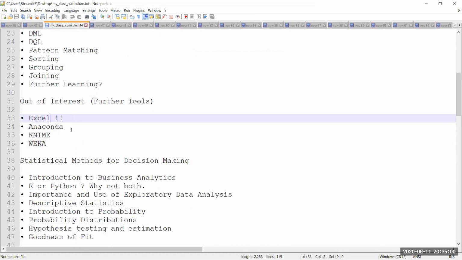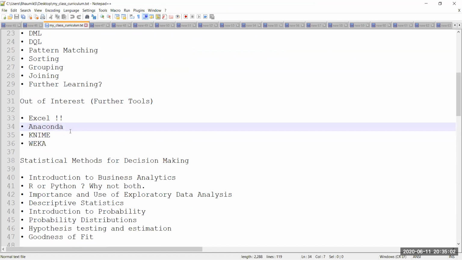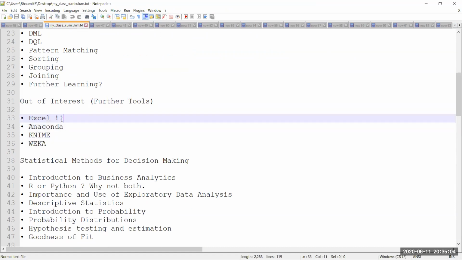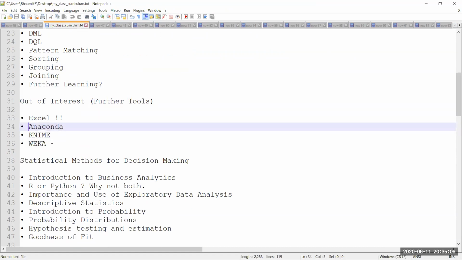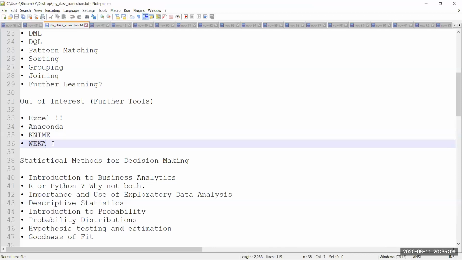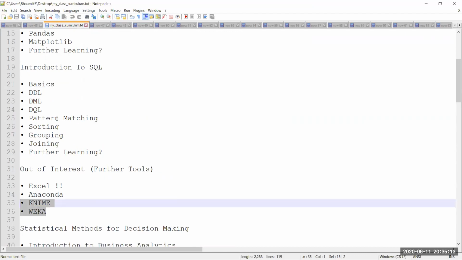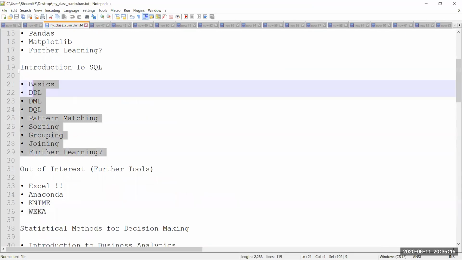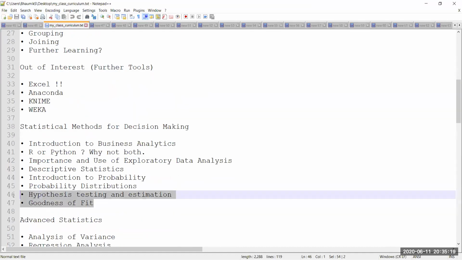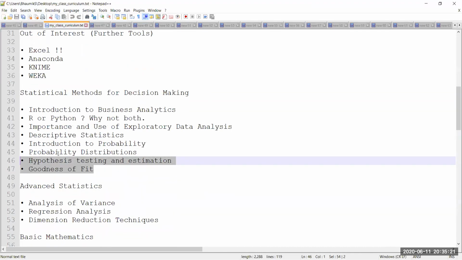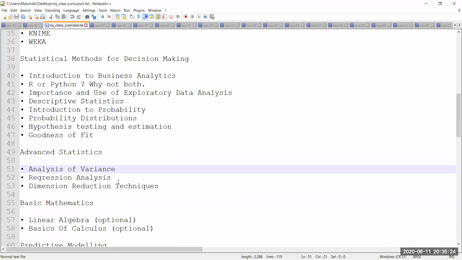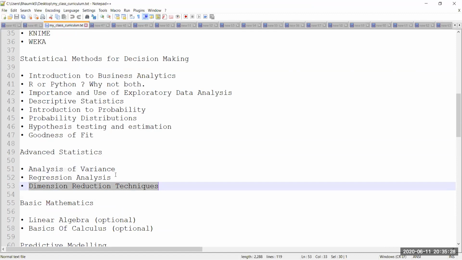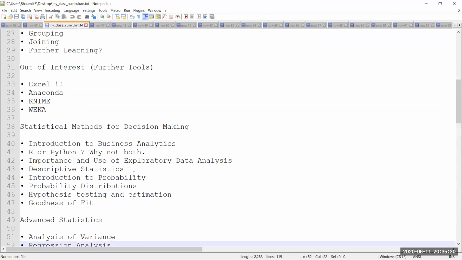Excel and Anaconda, to some extent, we have already looked into, and we will be using these very precisely. We will have some brief idea about what is KNIME and what is Weka, because there are industry use cases for these tools. So we will have a quick look into them. Then maybe we'll look into SQL quickly. After we have finished this statistical testing and advanced statistics, we will not touch dimensionality reduction techniques right now. Maybe we can do it at a later stage.